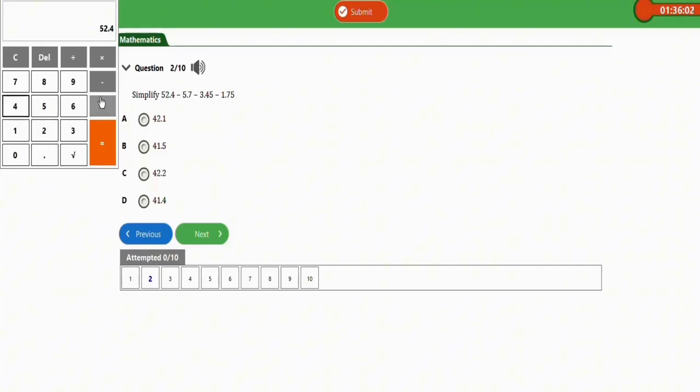So we have 52.4 minus 5.7, minus 3.45, minus 1.75. Press equal to see the output. So we have it to be 41.5. So the correct option is option B. We're not asked to round up to any value, so this is the exact value for this question. The correct option is option B, 41.5.